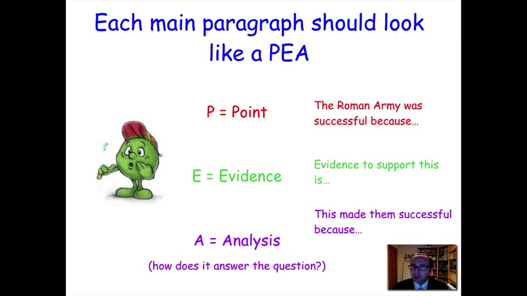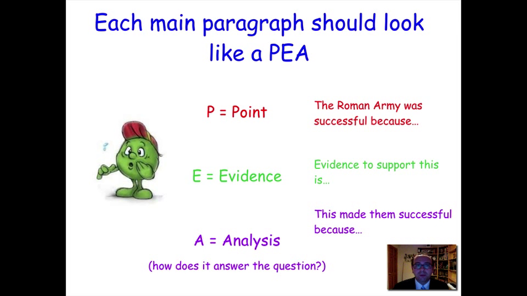The P, the E, and the A creates this self-contained paragraph. A point which shows that the student has categorized their knowledge and their information and organized it. The evidence to show that they can substantiate their point. They can provide examples for what they're talking about. And then finally, with the analysis for National Curriculum Level 5, they have the discipline to answer the question as they're working through their essay.